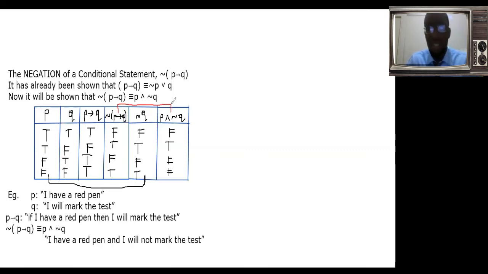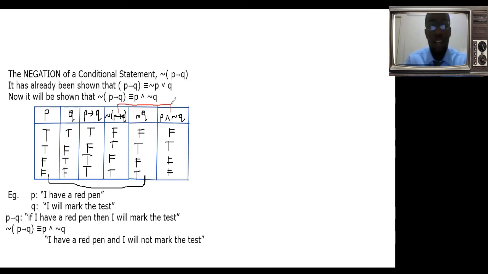So what does this tell us? Let's look at it in terms of words. You'll get words for your example. So we say let P be "I have a red pen" and Q is "I will mark the test." So P implies Q will be: if I have a red pen, then I will mark the test. And so the negation of P implies Q is logically equivalent to P and not Q. And so the negation of this statement will be: I have a red pen and I will not mark the test. So that will be the negation, which is pretty much the opposite of the sentence.